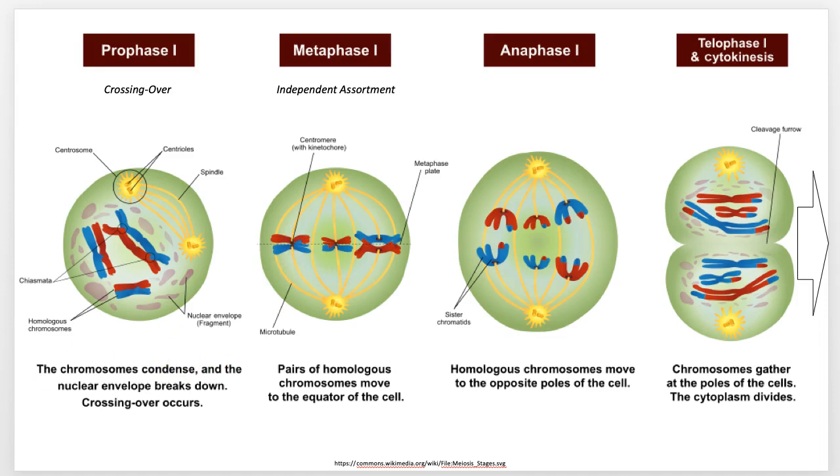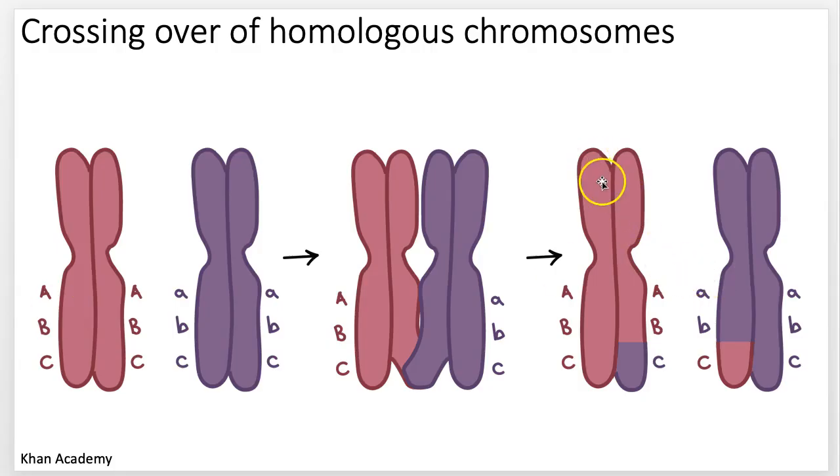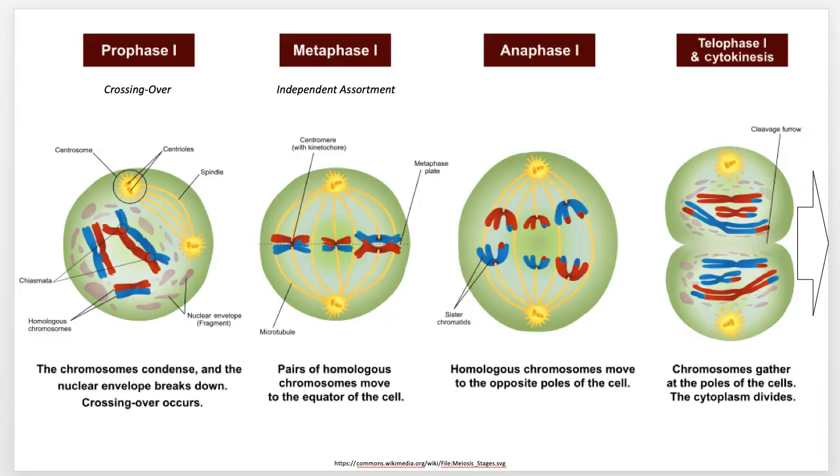Okay, so that's independent assortment. I don't have to have all of mom go to one set of cells, and then all of dad's stuff go to another one. They're sort of mixed. It's dealing with the homologs. But does that make sense? I hope it does. If you have questions, please ask. Come to one of the video sessions that I have to ask questions about this.